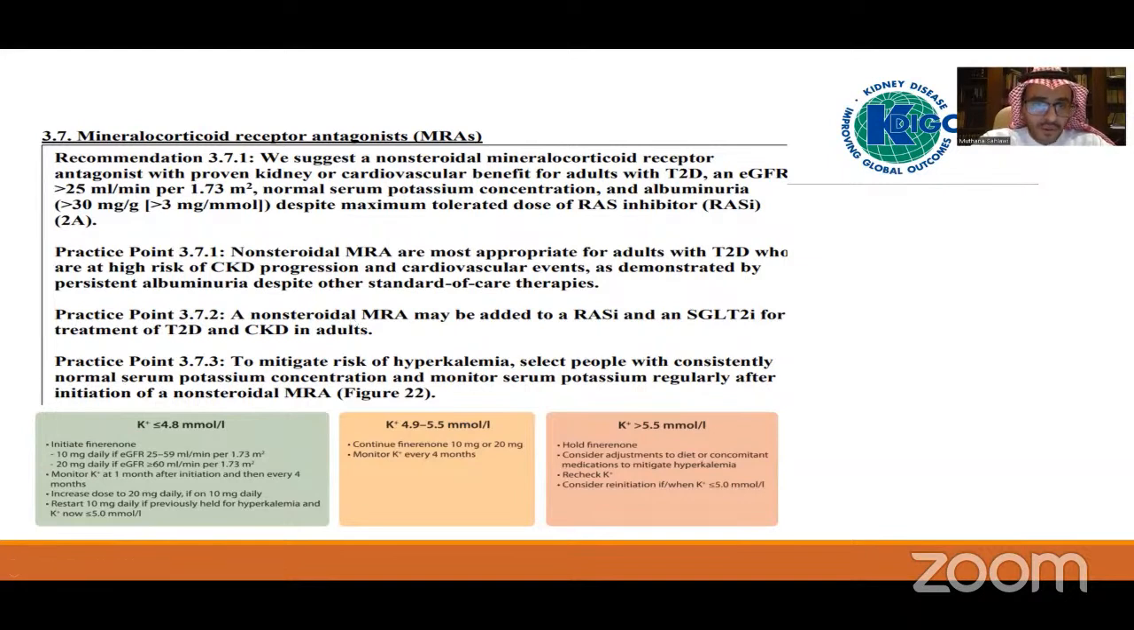So now we see patients on all those medications: RAS, SGLT2 inhibitors, and mineralocorticoid receptor antagonists. Potassium and hyperkalemia can be a limiting factor, and it is suggested to stop finerenone if potassium level is above 5.5. If it is between 4.9 and 5.5, it is suggested to monitor the potassium closely and try to take some intervention that helps in reducing the potassium, like diuretics, for example.